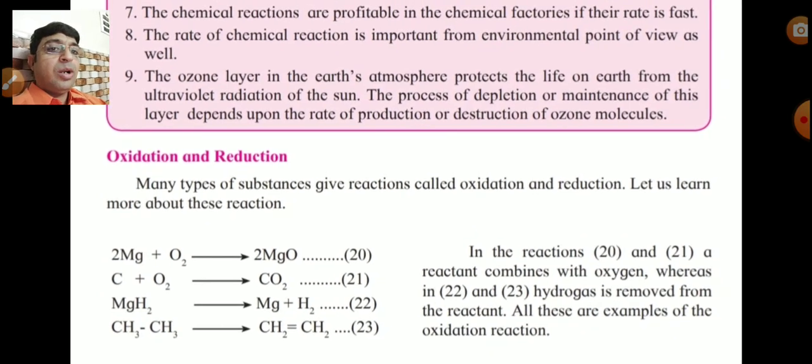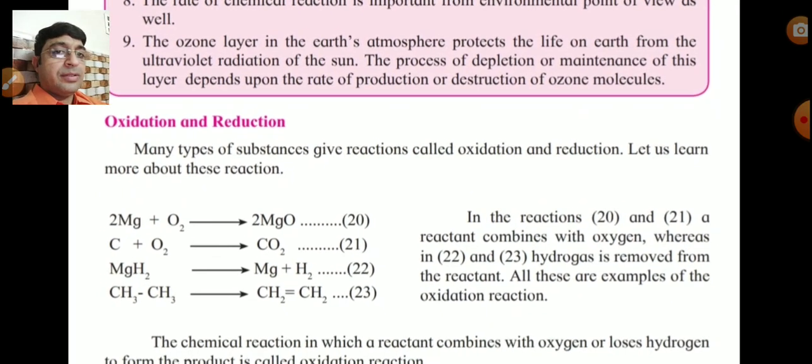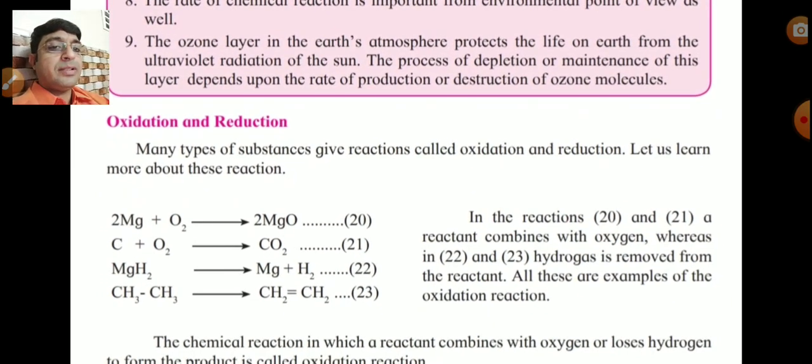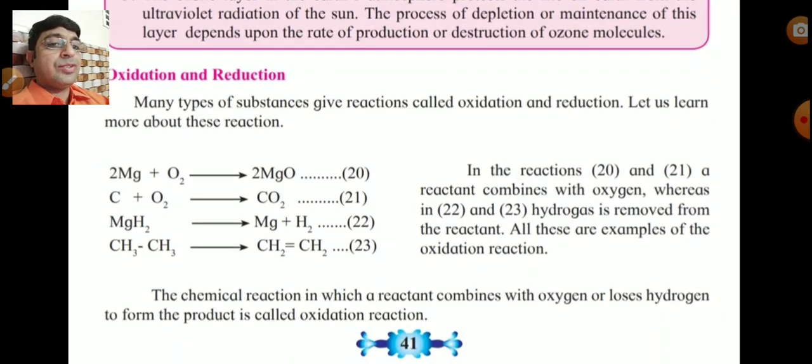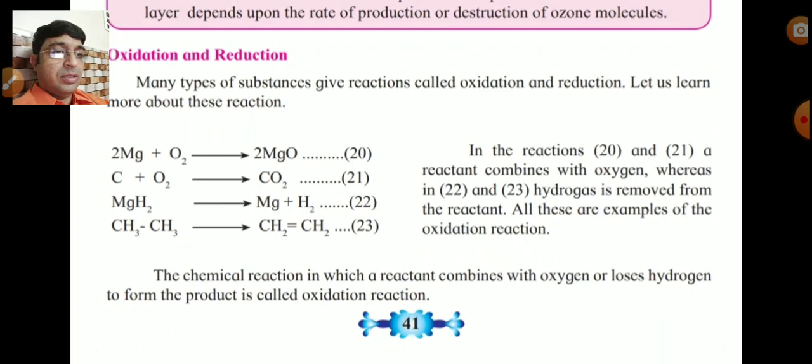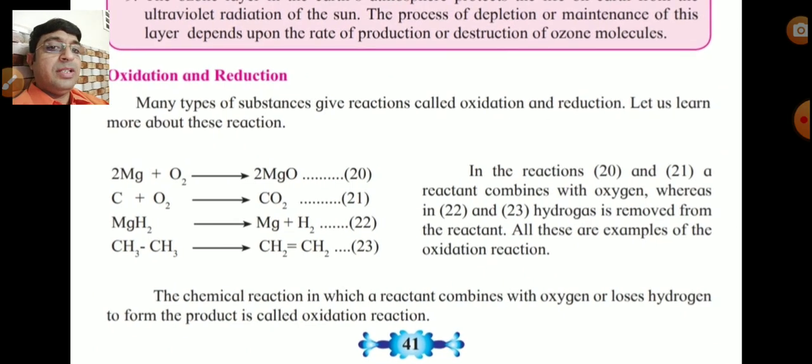Next point, oxidation and reduction. Many types of substances give reactions called oxidation and reduction. Let us learn more about these reactions. Four reactions are given for us, observe these reactions carefully. Mg, magnesium, reacts with oxygen to form MgO, magnesium oxide. Second example, carbon reacts with oxygen to form CO2, carbon dioxide.